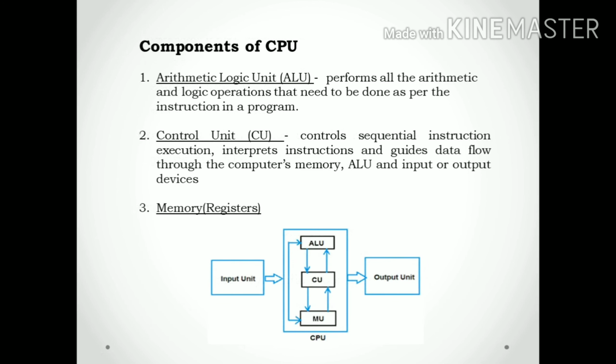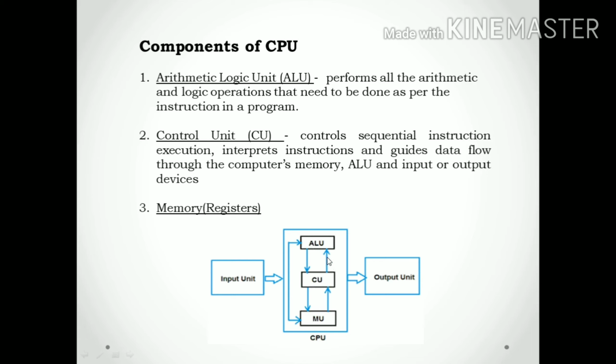Now let's move on to the components of CPU. In the previous image we have already seen there are different components of CPU like arithmetic logic unit, control unit and memory or registers. Okay. So here this is the image of the CPU. Here you are having ALU, arithmetic logic unit, control unit and memory unit or register. So the arithmetic logic unit performs all the arithmetic and logic operations that need to be done as per the instruction in a program. So inside the CPU we have ALU.